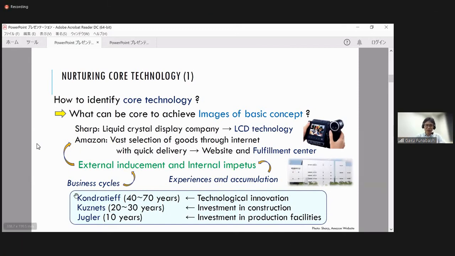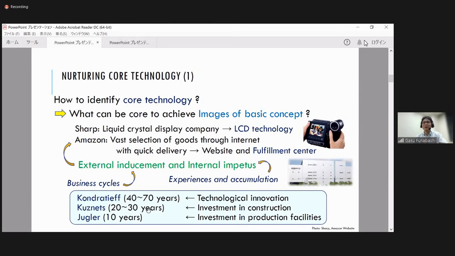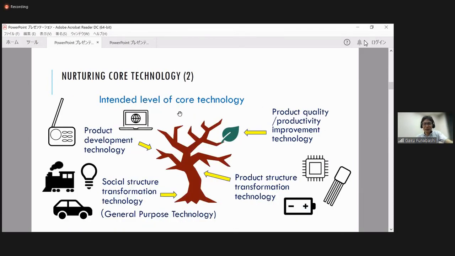And also you can think of this kind of business cycle. Then you can get a lot of information about the external environment changes. You can use that information to think about the future of your business. And let's go back to the core technology. When we talk about technologies, there are several levels of technology.